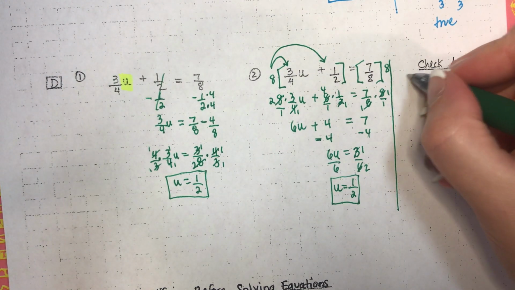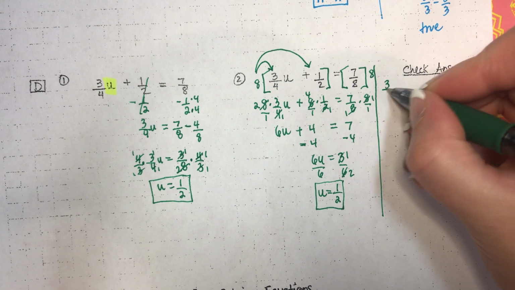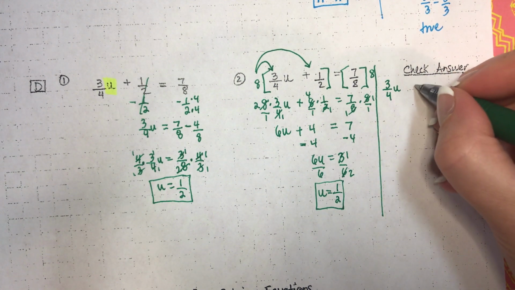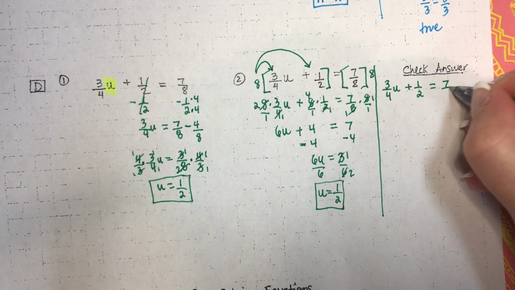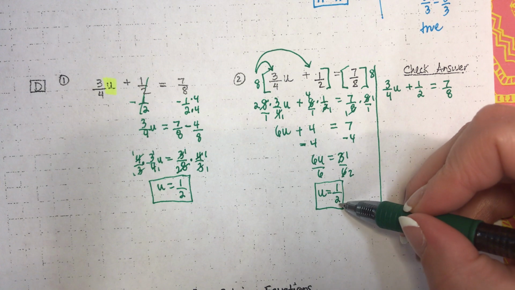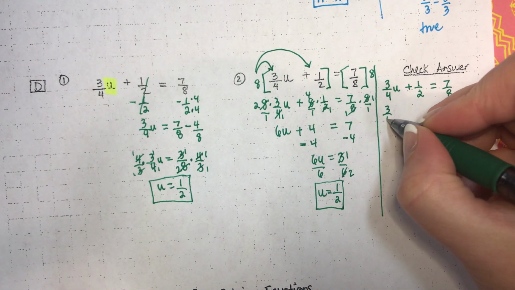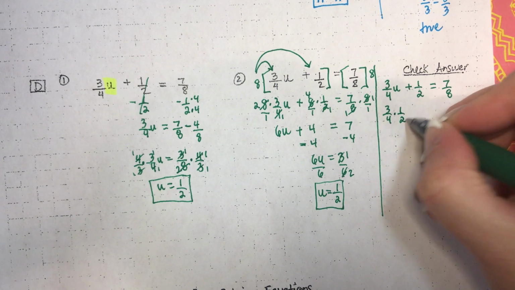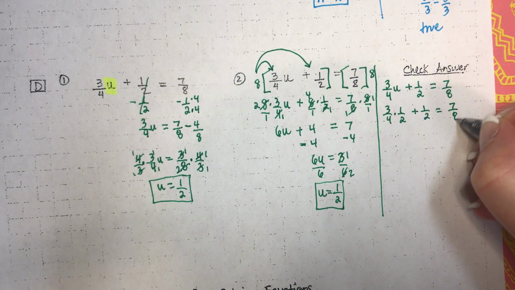So first, I'm always going to write that original equation down. So we have 3/4 u plus 1/2 equals 7/8. All right, and then we're going to substitute 1/2 in for u. So that's going to be 3/4 times 1/2 plus 1/2 equals 7/8.